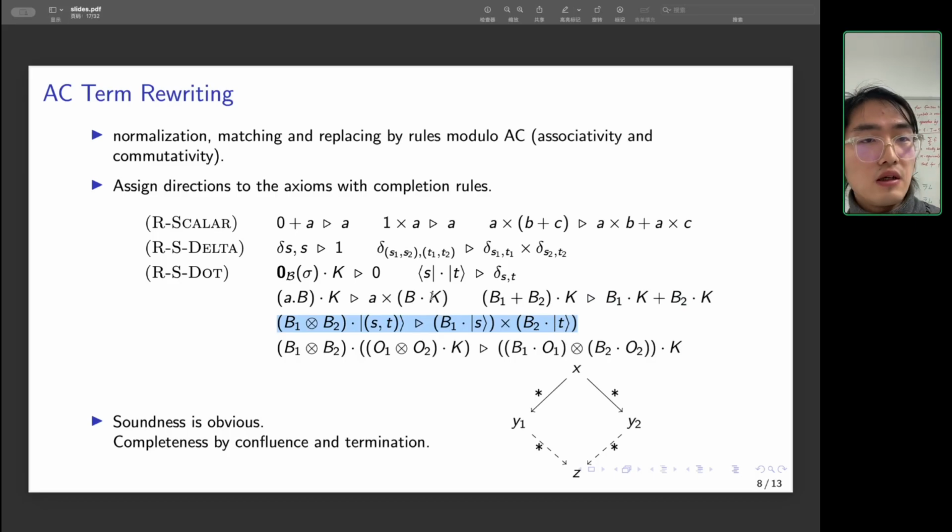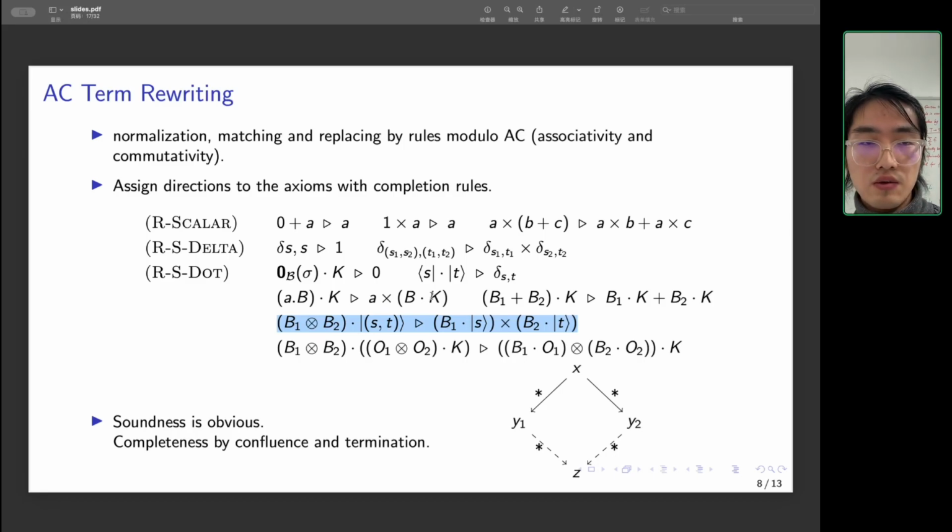So what about the properties of our algorithm? One is soundness, but soundness is obvious because all the rewriting rules come from axioms. So the rewriting always preserves equivalence. And completeness is not that easy. It can be obtained if you can prove that the rewriting system is confluent and terminating. These are the two main technical contributions of our work.